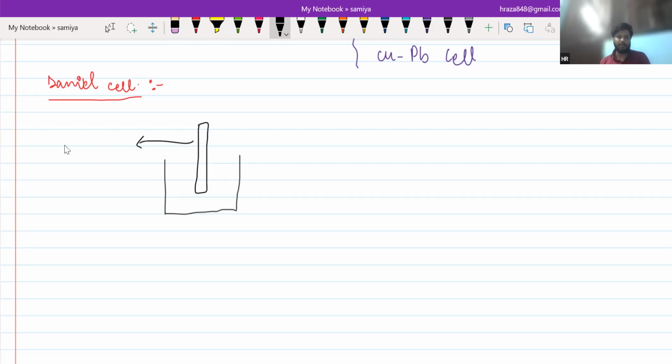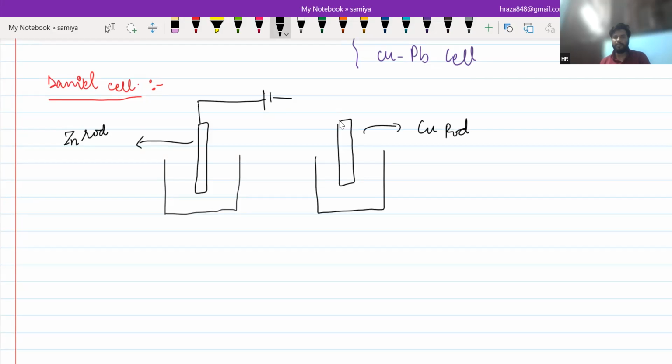This is basically an electrode made up of a zinc rod, and there is another container in which another electrode is there, made up of a copper rod, and they are joined like this. Now see, there is a solution of ZnSO4 in this one, and a solution of CuSO4, copper sulfate, in this one.